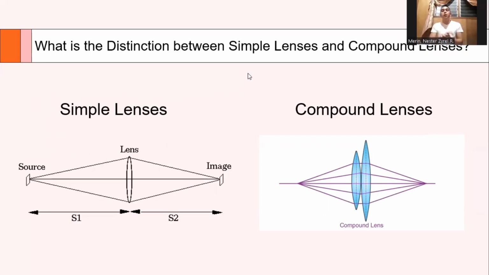While an example for compound lenses is the microscope, which we use to see things that our naked eyes cannot see, such as cells or viruses.